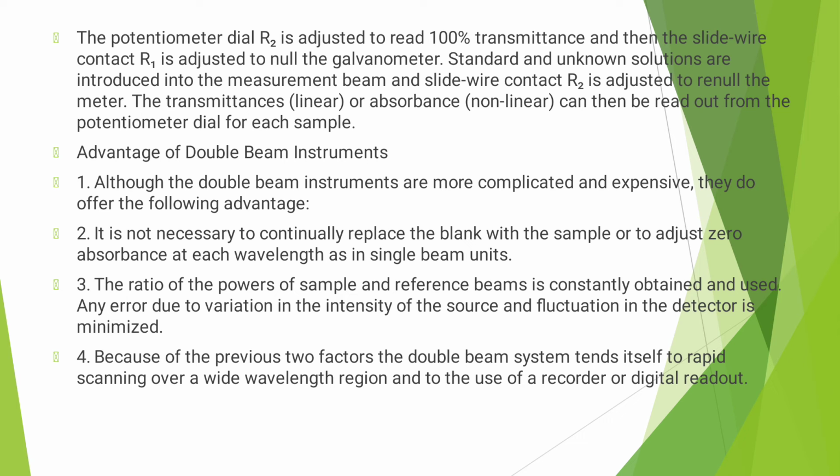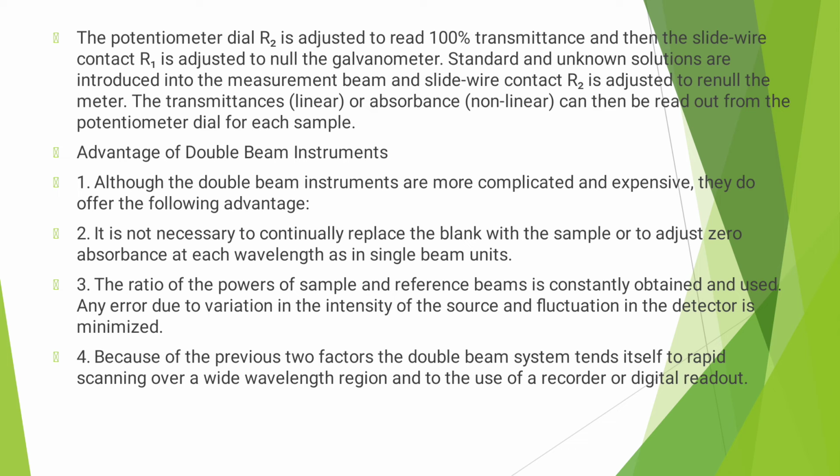For the double beam photoelectric colorimeter, adjust to 100% transmittance, and then sidewire contact R1 is adjusted to null the galvanometer. So R2 and R1 are the resistances which are used to adjust the 100% transmittance as well as the null position of the galvanometer.